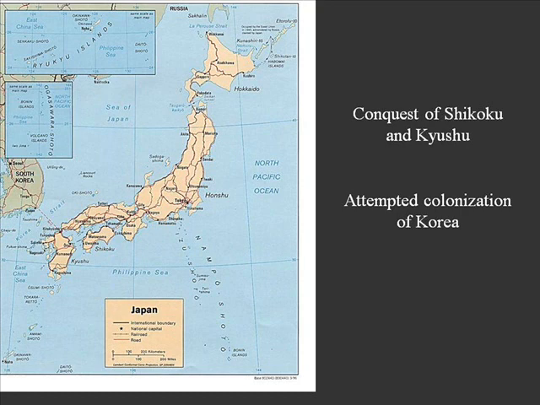Hideyoshi accomplishes something that very few other Japanese leaders had accomplished for a whole lot of Japanese history. He not only conquers the mainland islands of Japan, the real big islands, he also conquers the further southwest ones, Shikoku and Kyushu. And he even attempts to send ships to conquer the Korean peninsula, which is just across the sea.